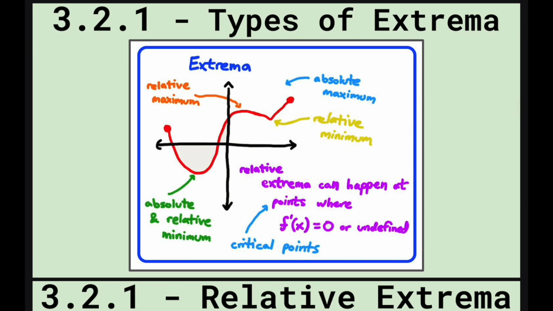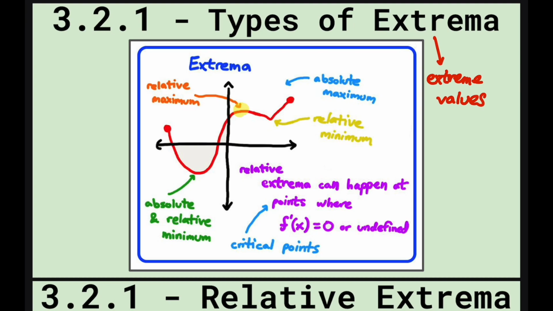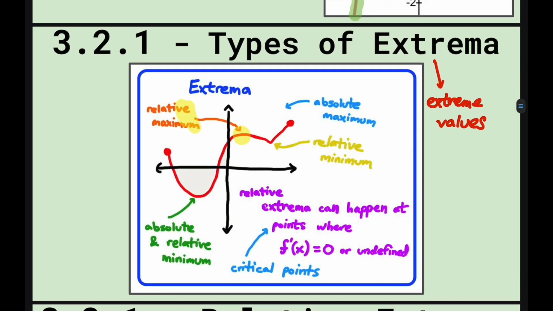Okay, so it says types of extrema. Again, extrema just means extreme values. I'm going to write that in real quick. Let's draw up this graph a little bit here. Now, if you notice with this, a relative extrema, like a relative max in this case, happens at a hilltop. Okay, that's what's going on right there at this hilltop right here. If it's the bottom of a valley, like right here, it's a relative min.